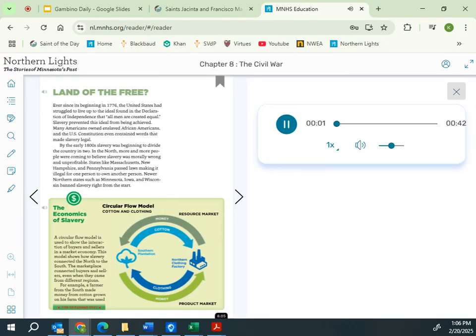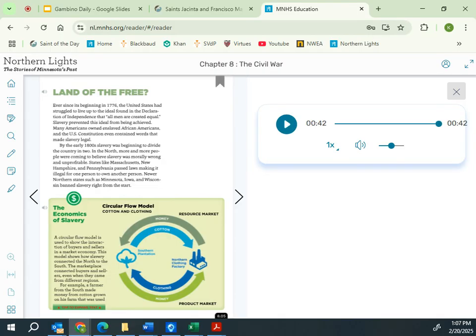The economics of slavery. A circular flow model is used to show the interaction of buyers and sellers in a market economy. This model shows how slavery connected the North to the South. The marketplace connected buyers and sellers even when they came from different regions. For example, a farmer from the South made money from cotton grown on his farm that was used to make clothing. If a factory owner or employee from the North made money from producing clothing, that person was connected economically to cotton produced by slave labor. As a result, even places that outlawed slavery, like Minnesota, benefited from it.